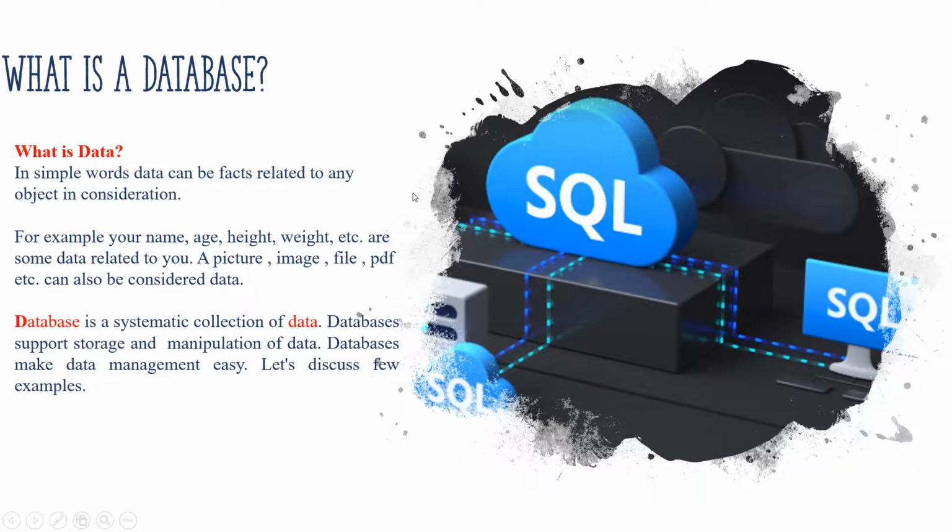So what is a database? Before discussing the database, what is data first of all? Data is a collection of information, collection of reports. It can be any human being, any product. In simple words, data is facts related to any object in consideration. For example, name, age, height, weight. Products like images, files, PDFs, everything we technically call data.